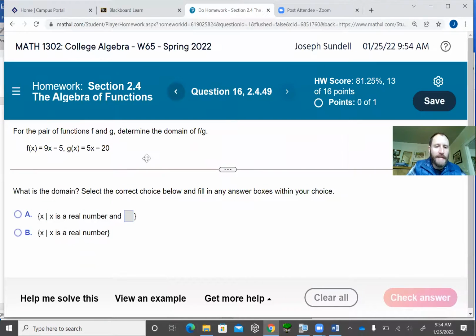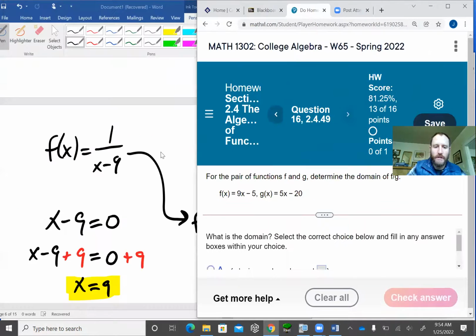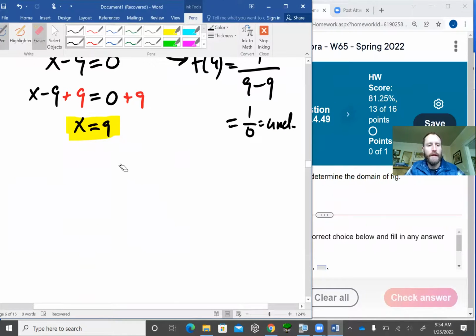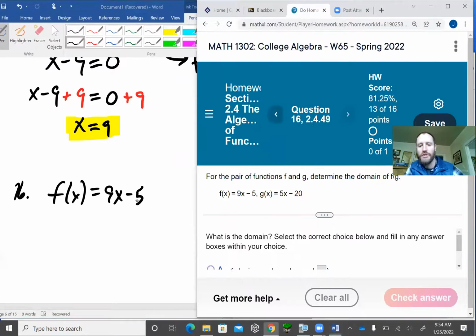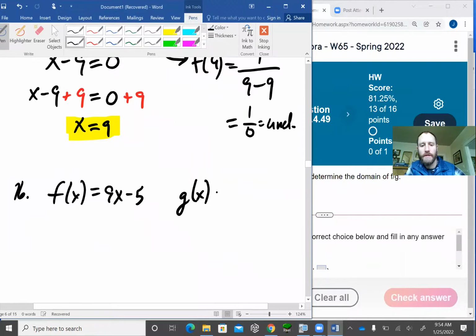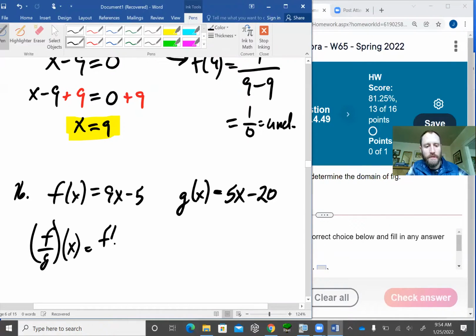All right, now on the last one, it's asking us for the domain of f over g. So now this is a little different. Okay, so remember f over g. Let's write the formulas down. So in number 16, I've got f of x is this line, 9x minus 5. G of x is another line, 5x minus 20. And we want f over g of x, right? Well, that would just be take the formula for f of x, divide it by the formula for g of x. So that would look like this, 9x minus 5 divided by 5x minus 20.